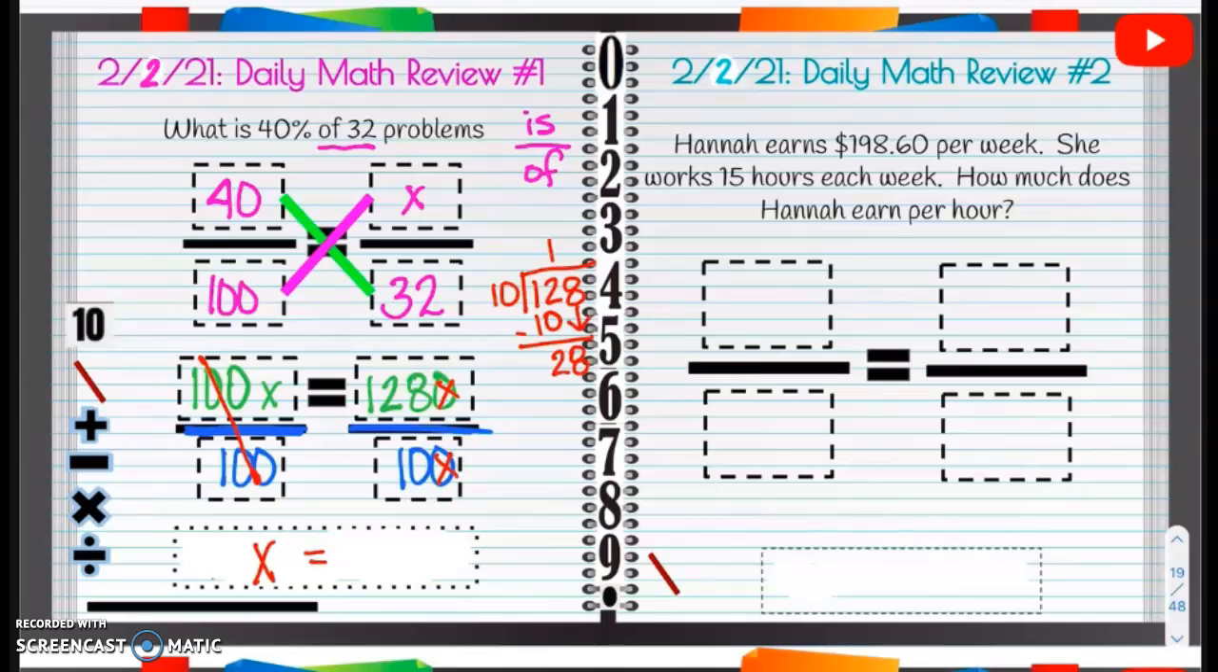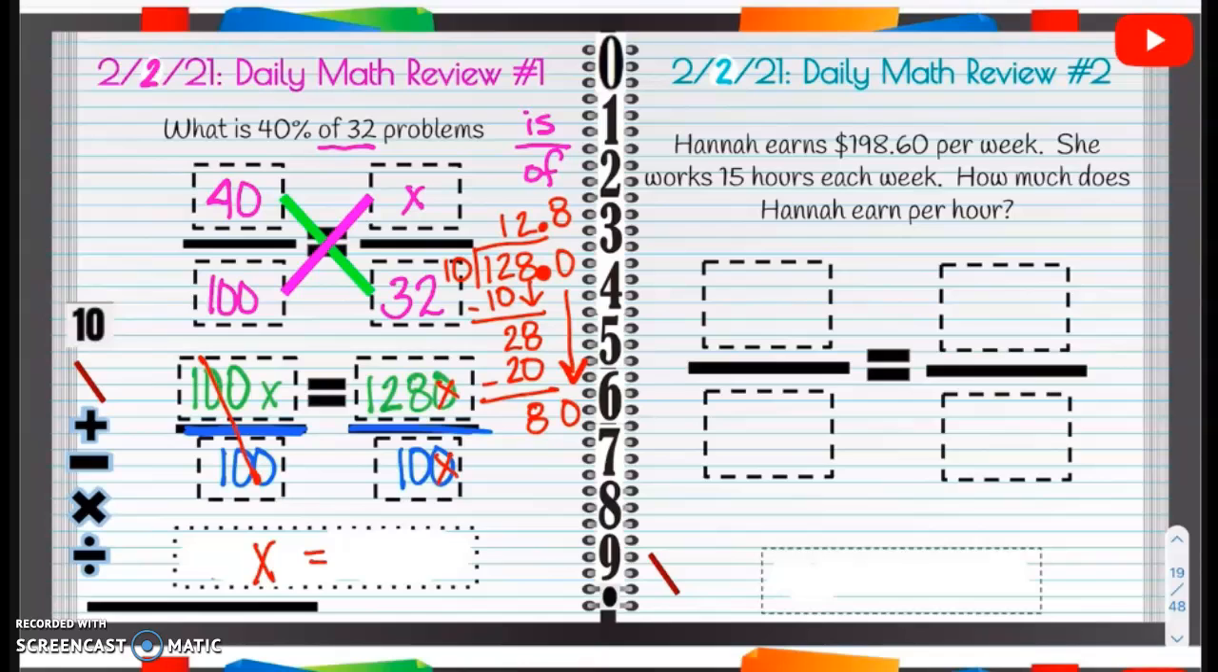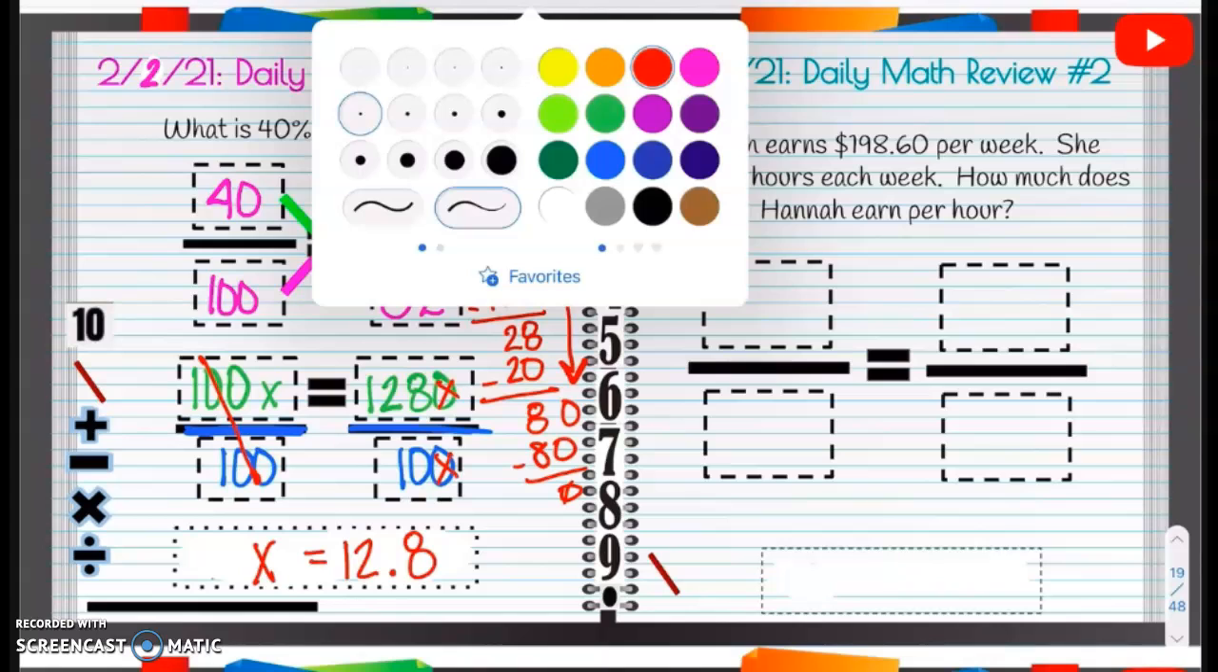10 can go into 28 two times. 10 times 2 is 20. We're going to subtract, you get 8. We're going to have to put a decimal here, pop up that decimal, and a 0 to drop down that 0. I'm going to move this over a little bit for us. There we go. Now we have 80. 10 can go into 80 eight times. You get 80, 0 remainder. So our answer is going to be 12 and 8 tenths. So it's going to be 12.8. So that's going to be our first answer.